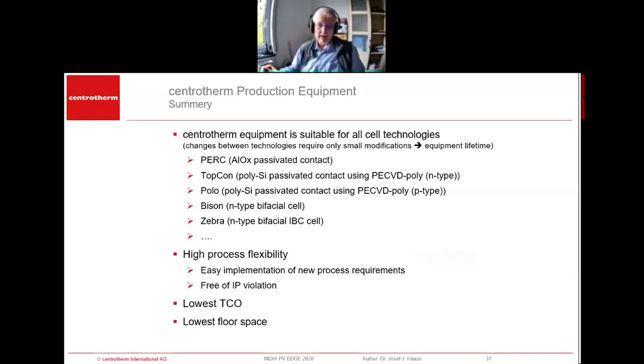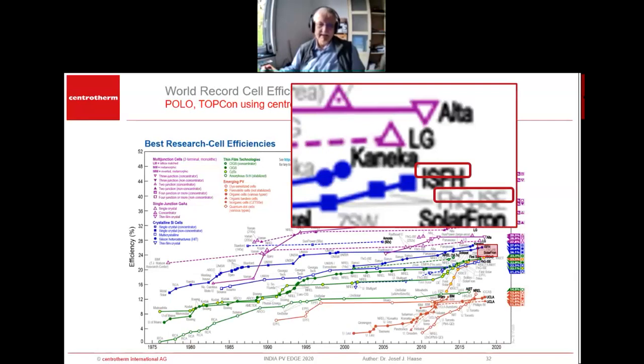High process flexibility, easy implementation of new requirements, and our processes are free of IP violations. We have the lowest total cost of ownership and the lowest floor space requirements. Next, please.